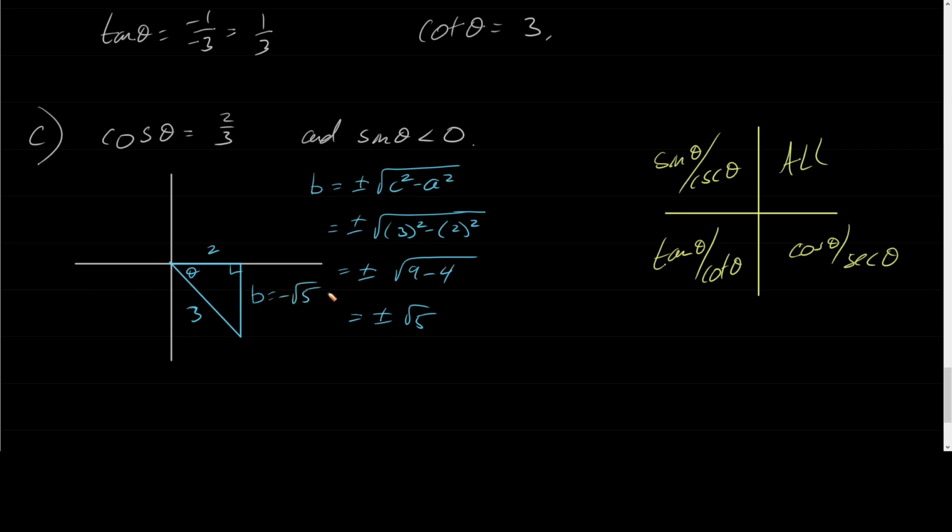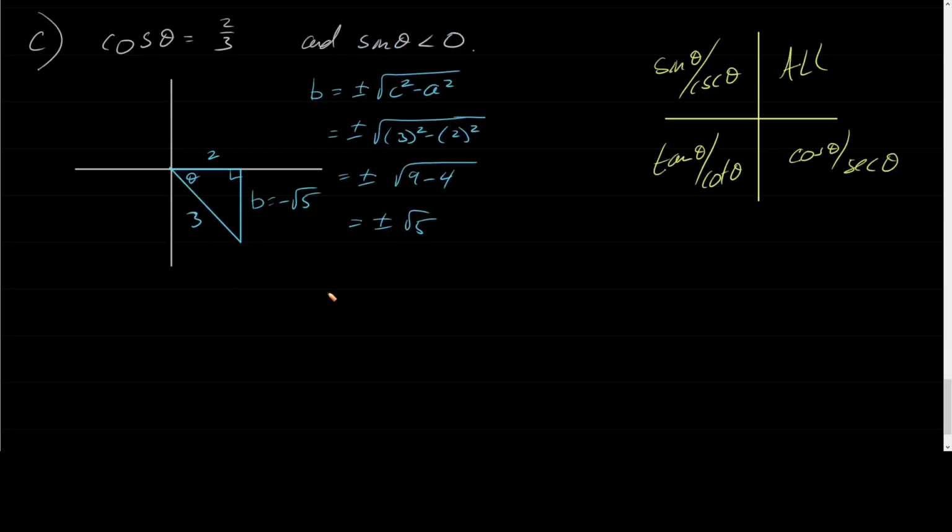All right. Now that we've got that, we can figure out everything we need, because sine theta would be opposite over hypotenuse, so negative radical 5 over 3, and that satisfies sine being negative. Cosine theta is adjacent over hypotenuse, but we already knew that because it was given. Tan theta would be opposite over adjacent, so negative radical 5 over 2.